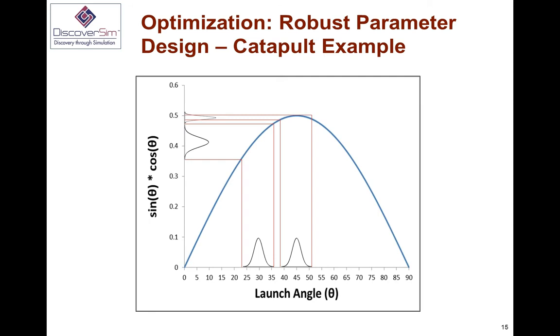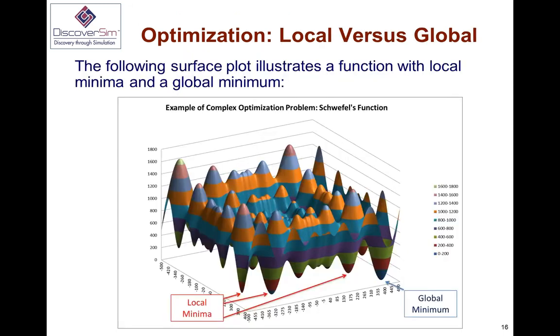Now, you can have other goals which are simply to maximize the mean or minimize the mean. And there are also complex relationships where there are local minima and a global minimum or maxima. And this is an example. It's called a Schwefel function, a pretty complex relationship where you see lots of different local minima, but there's only one global minimum.